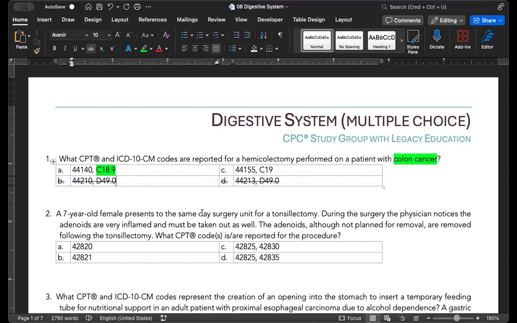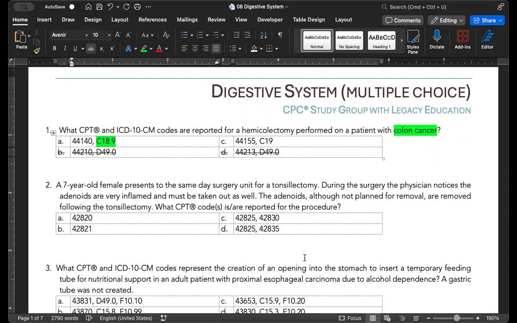Okay, good questions. Anybody else have anything that they want to bring up? Okay, let's do number 2. Actually, hang on. Let me highlight this so that way you guys see that that is the correct answer.